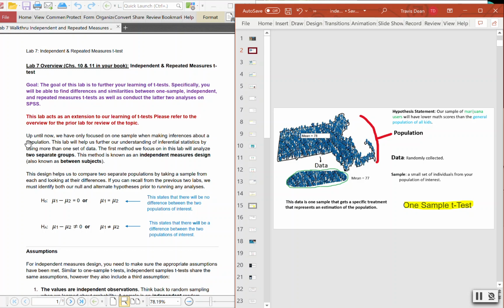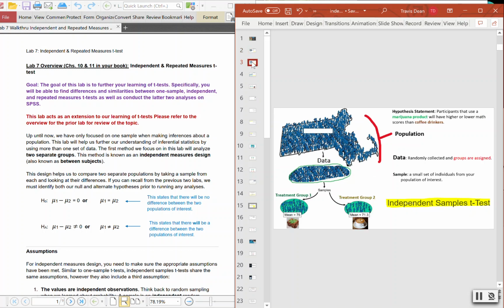So up until now, we focused on one sample when making inferences about a population. This lab will help us further understand inferential statistics by using more than one set of data. So we saw here in our example Massachusetts and the entire population of children in Massachusetts, and perhaps these are adults in our example because we're using marijuana and other substances like that. So let's say this is the population of adults, and we're comparing this population of adults to a sample, and that would be a one sample t-test.